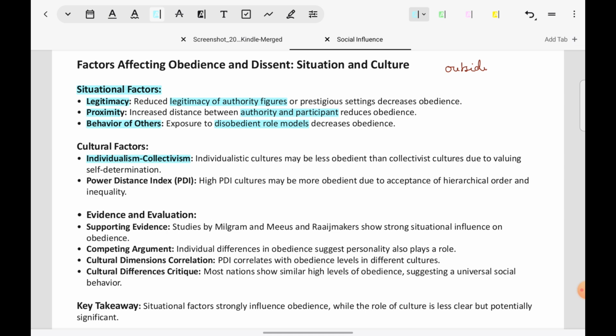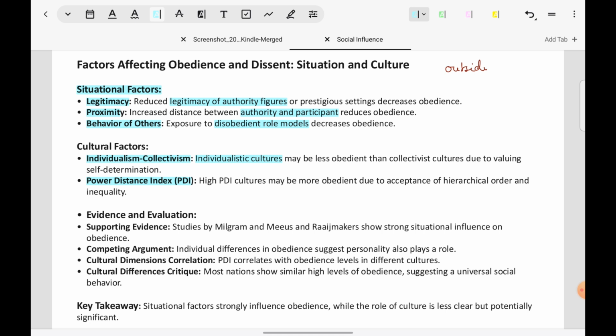Out of those dimensions, two very prominent ones which are used to explain most behaviors in context are individualism-collectivism and power distance index. So even to understand obedience, we can make use of these dimensions. People from individualistic cultures, which are self-focused, are less likely to be obedient. Individualistic cultures are largely the Western cultures in which people place themselves above the group. So they have more of an I feeling rather than a we feeling.